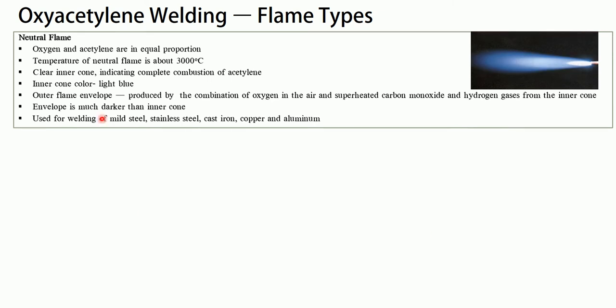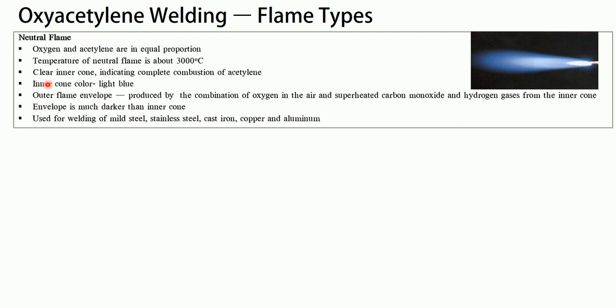First one is neutral flame. Here we can see the picture of neutral flame. How is this neutral flame? Here in the neutral flame, oxygen and acetylene are in equal proportion. That means approximately equal amounts of oxygen and acetylene are mixed, carried through the hoses, and opened through the nozzle on the surface to be joined. Temperature of neutral flame is about 3000 degrees Celsius.